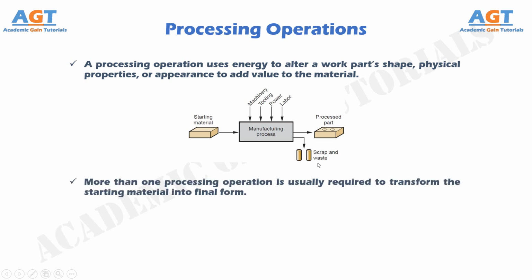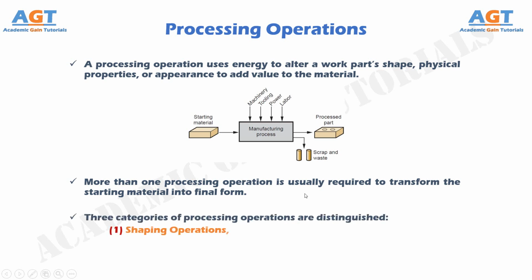More than one processing operation is usually required to transform the starting material into final form. The operations are performed in the particular sequence required to achieve the geometry and condition defined by the design specification. Three categories of processing operations are distinguished: shaping operations, property-enhancing operations, and surface processing operations.